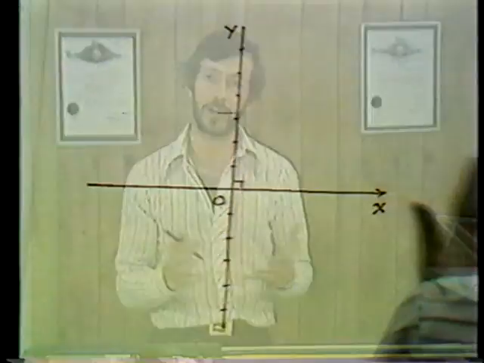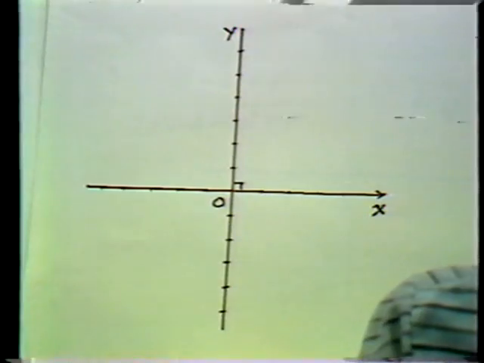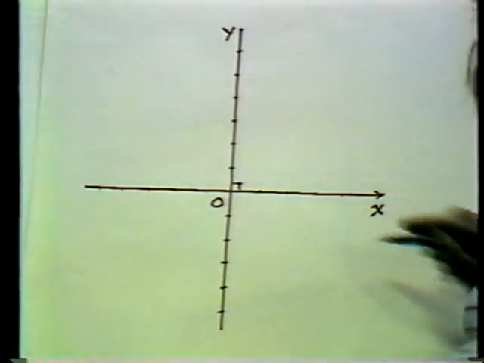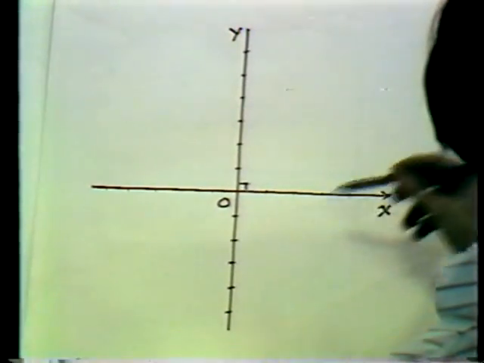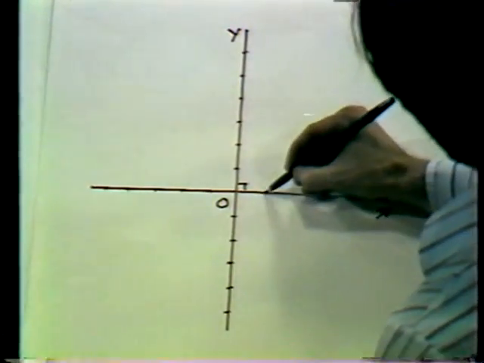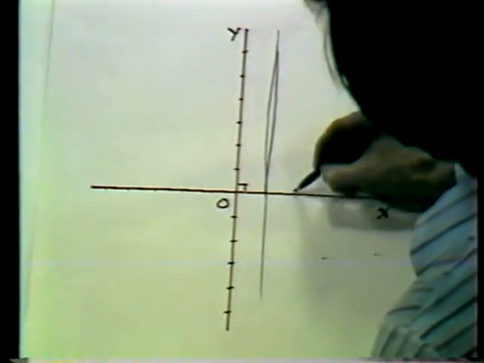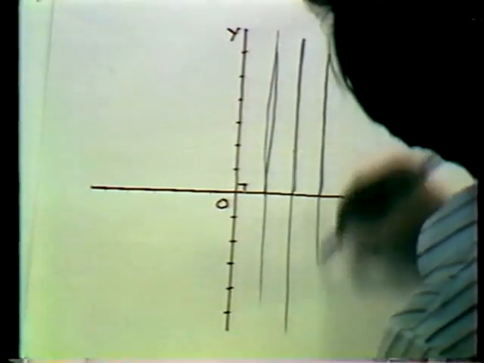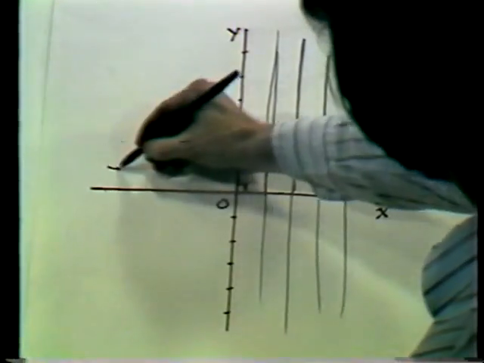We're going back to Renaissance times again. René Descartes in France was the first man to make a marriage between algebra and geometry. And the way he did it is very simple. He drew two perpendicular lines, and he called one of them the x-axis, and he called the other one the y-axis. And this led to a checkerboard pattern over the entire plane, which is called a coordinate system.